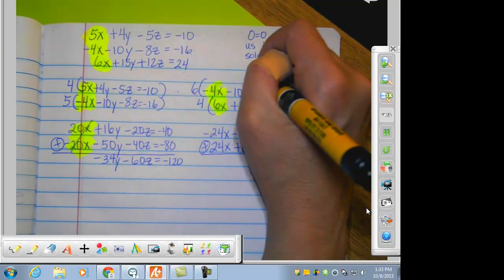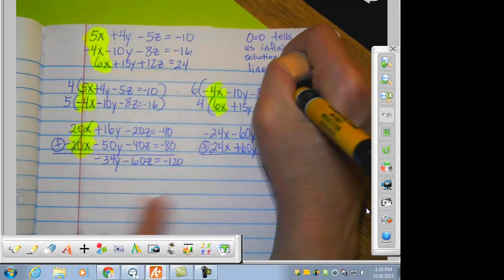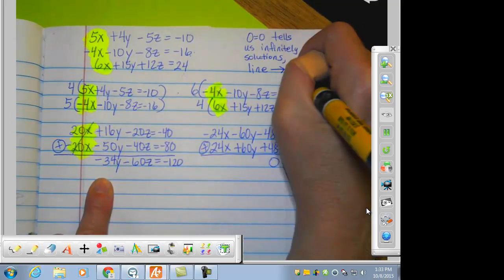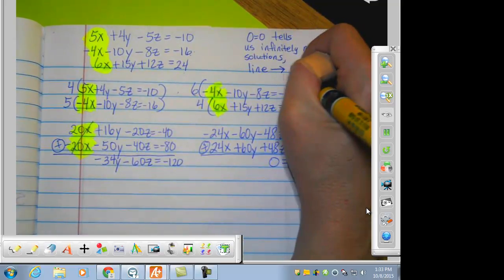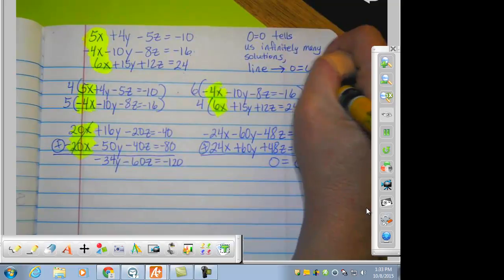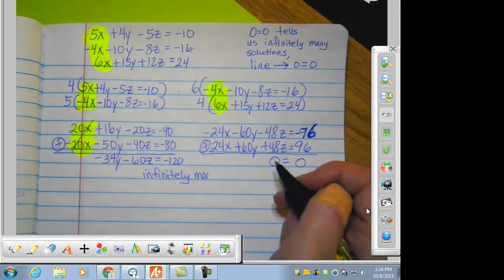So if I have a line, I do need to check to see if to keep going. In this case, I got a line and 0 equals 0. I got a true statement. Infinite solution.